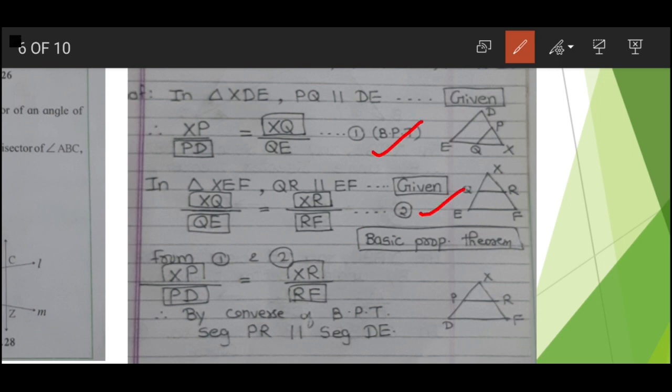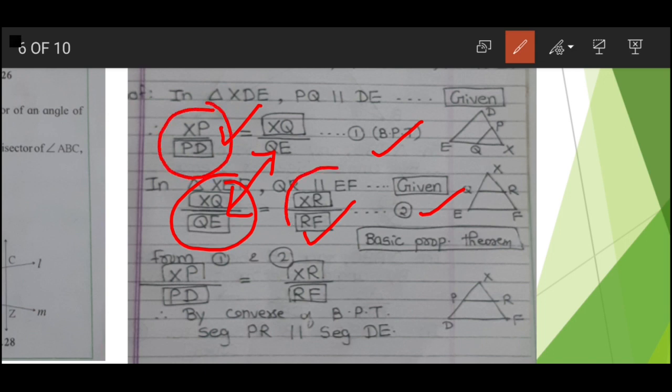Now see, first statement I have mentioned as number 1. This is number 2. Now look at these two conditions. See here, these two ratios are equal. Can you see children? XQ upon QE is written in the first statement. Second statement also XQ upon QE is written. They both are equal. That means I can say that this ratio is equal to this. That is, I have got XP upon PD is equal to XR upon RF. So this is what children, we have got the ratios as equal.